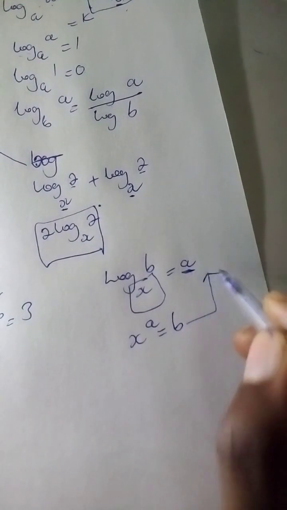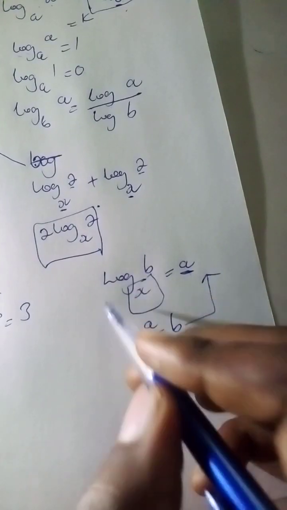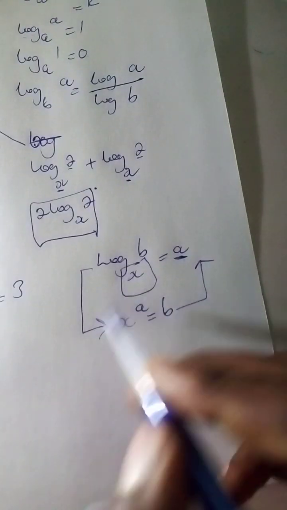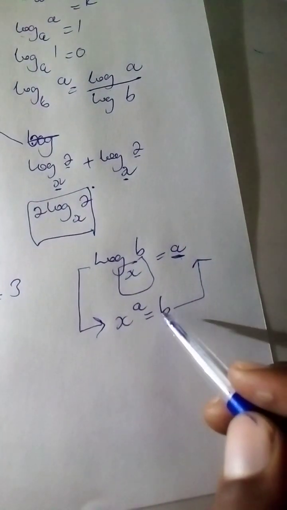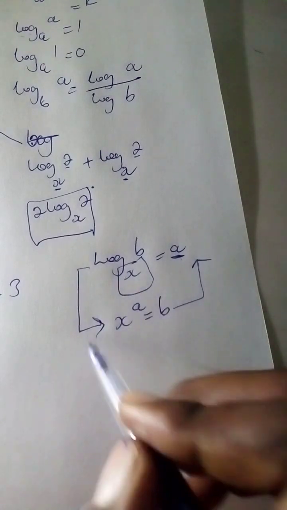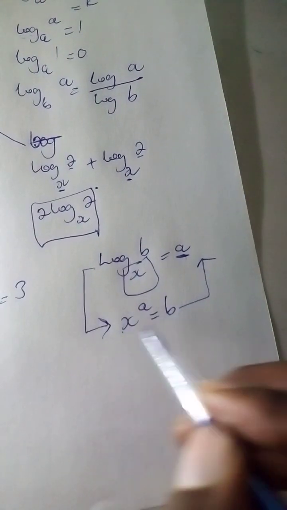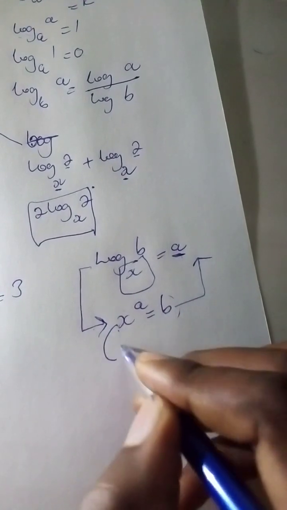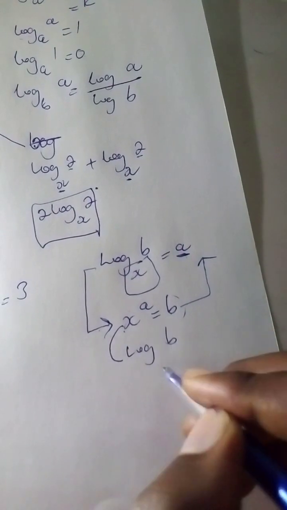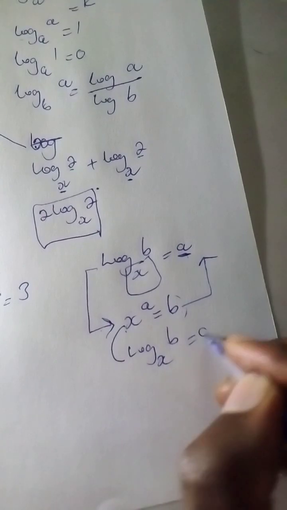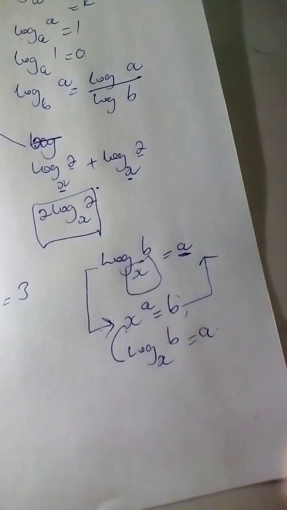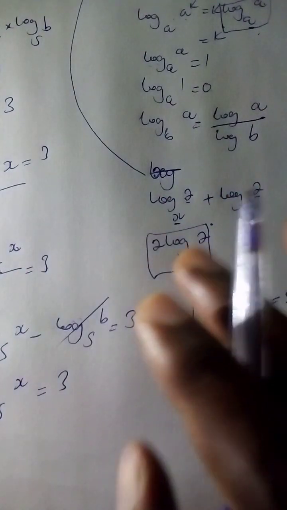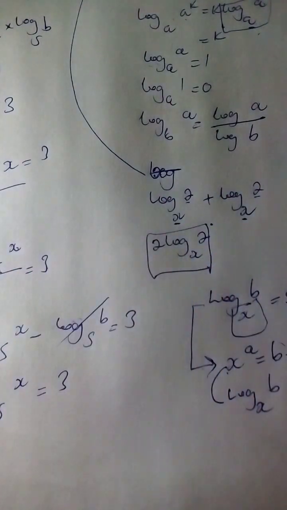So you can go back to a log, or you can go back to an exponential form. So if you're converting this from exponential form to a log, remember our base remains the base and our equated term becomes the log term. So this would mean that you have log b x is equal to a. So this is how you can convert back and forth from exponential to log, or from log to exponential, right?